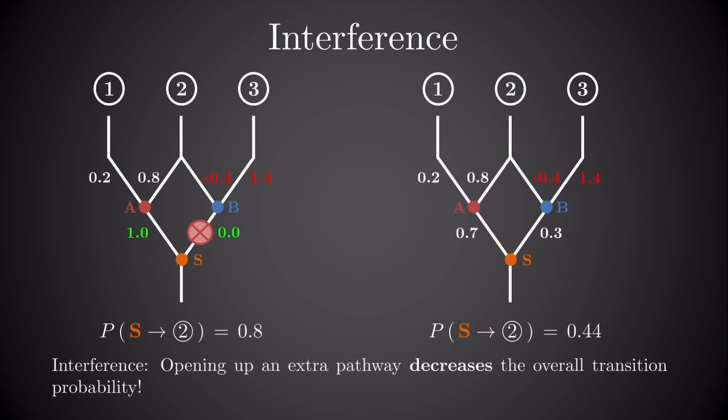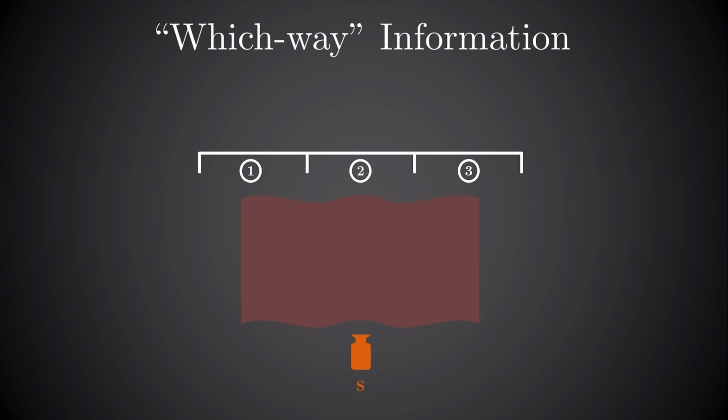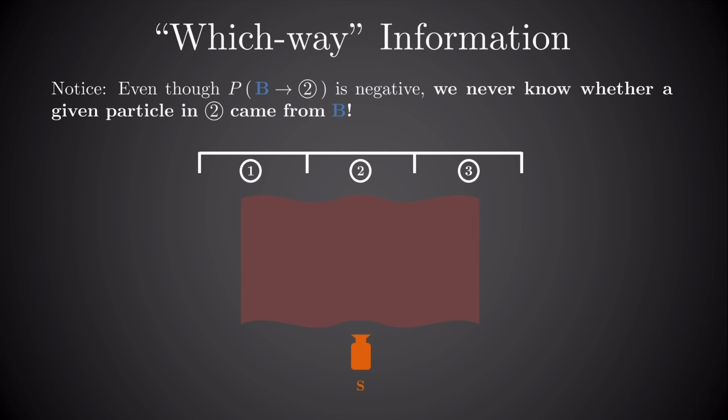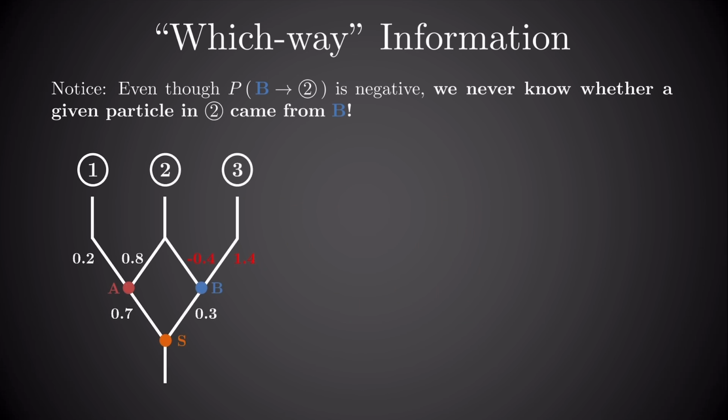the overall transition probability. The second feature to point out is something I'll call which-way information. Notice that even though the probability of going from B to 2 is negative, we never directly observe this intermediate transition. In other words, we never know whether a given particle in 2 came from B. Think back to our curtain. We do not have access to the parts of our setup that contain A and B. But it's not like the particles never go through B, right? After all, each particle starting at S has a 30% chance of ending up in B.